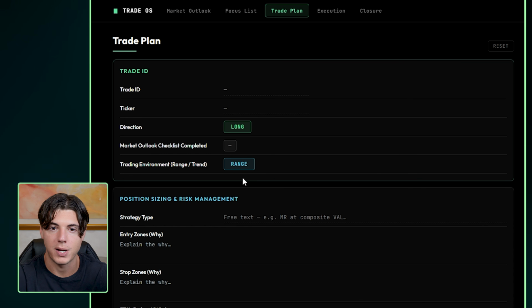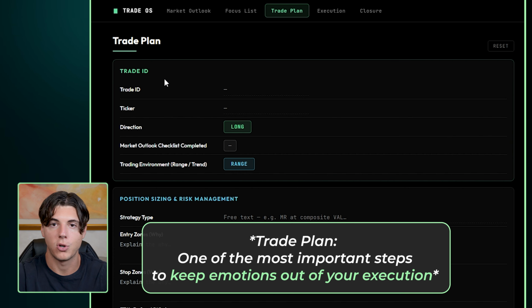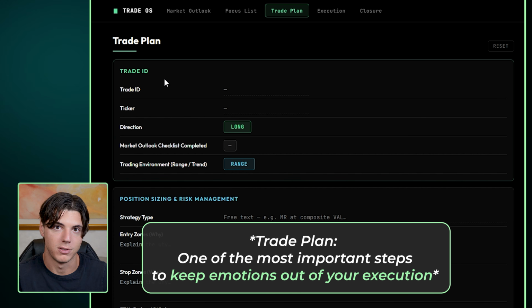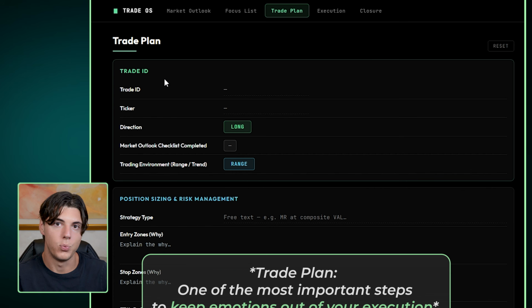Finishing off with the trade plan, I believe that this is one of the most important because if you're not writing down your trade plan before you take it, then to me, you are just trading off of emotion. I always know what setup I'm going to take at least a couple days or a week in advance.